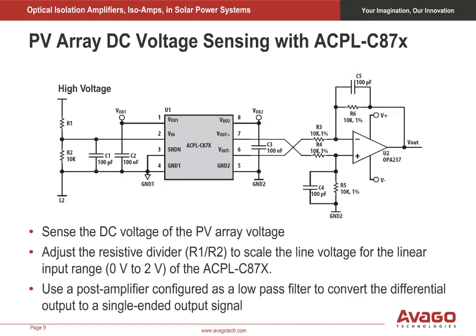Let's now look at some actual circuits for your solar power system. It is straightforward to add isolated DC voltage sensing to your system with the ACPL-C87X series. The DC high voltage is attenuated to 0 volts to 2 volts by a resistive divider. The ACPL-C87X differential outputs connect to a post amplifier for a conversion to a single-ended signal. The operational amplifier also acts as a low-pass filter to reduce noise.